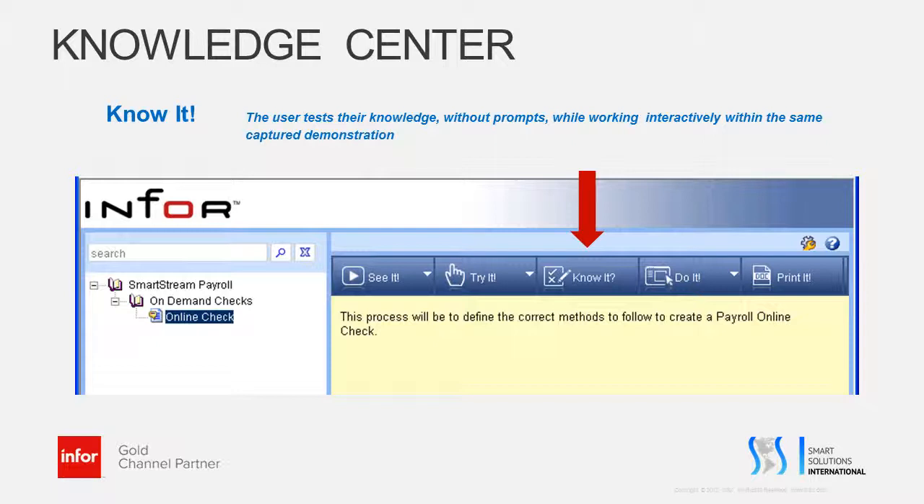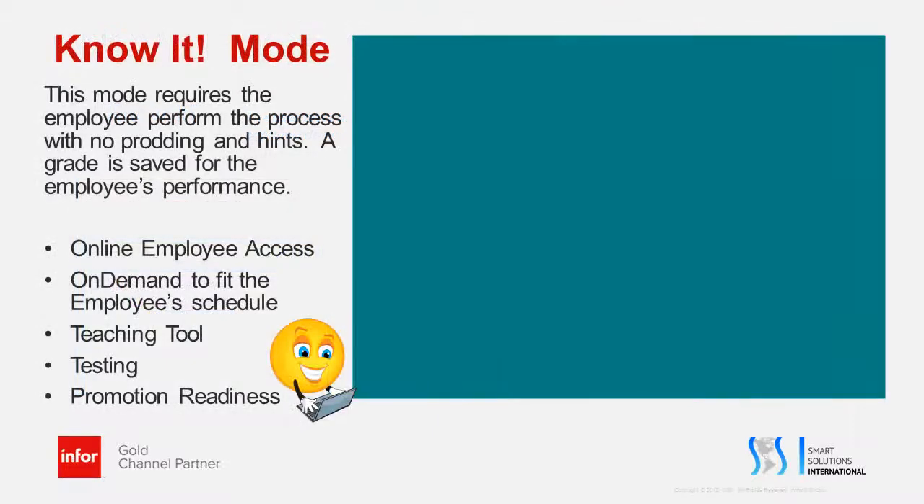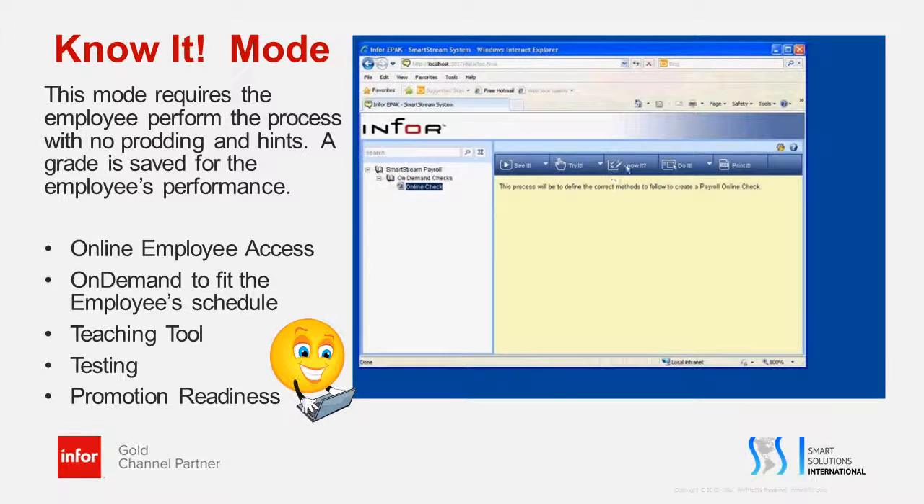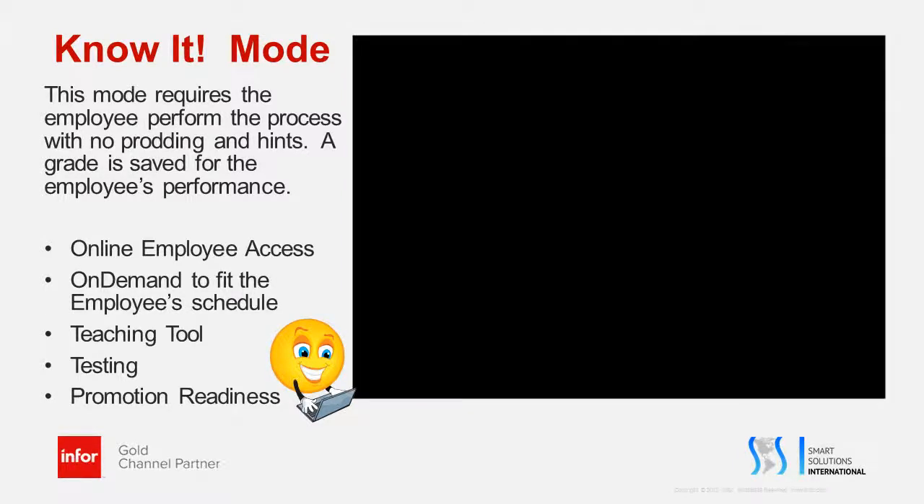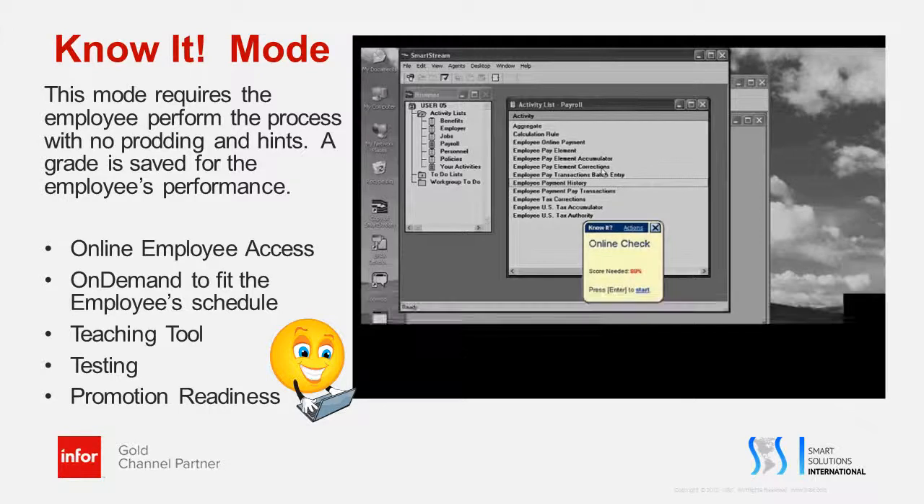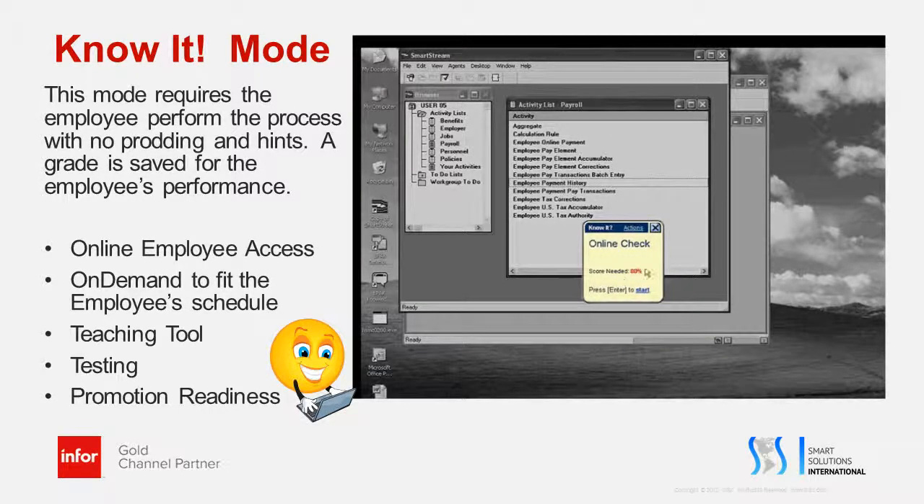The Know It mode mandates that the employee follow the video, but all keystrokes and data entry is performed by the employee. If mistakes are made, the system will correct them and possibly provide explanation, depending on what was added to the video during the build process. Here we watch the employee access the Know It tab, where they are required to perform the process, while the Knowledge Center monitors their actions and keeps scores of the results. Notice the bubble says the score needed to pass is 80%.